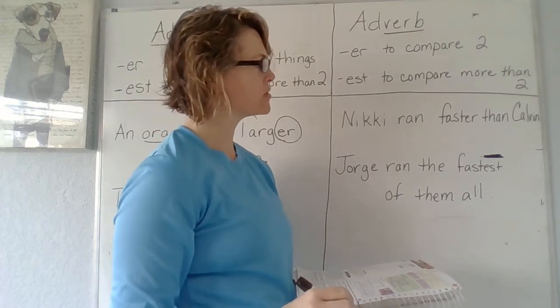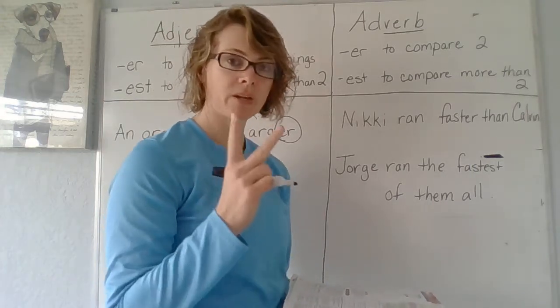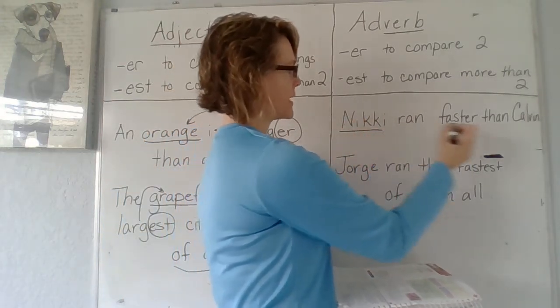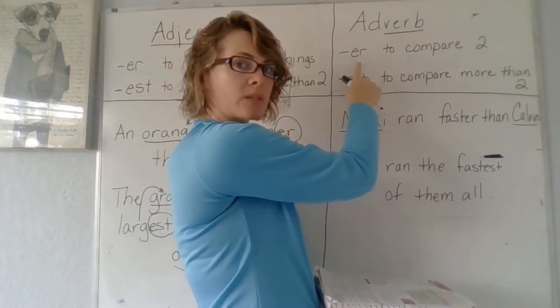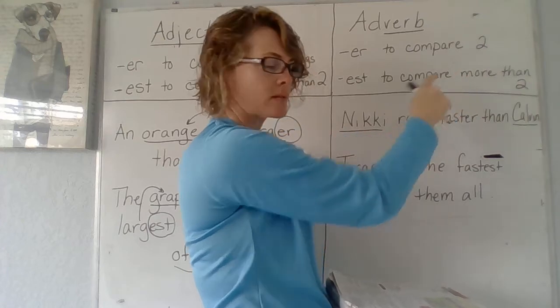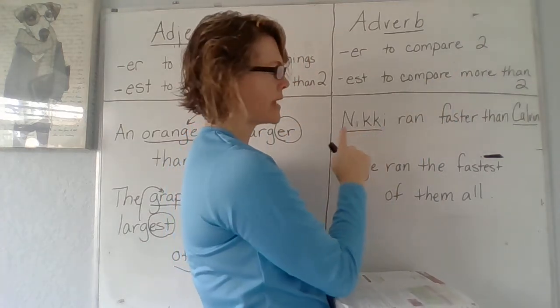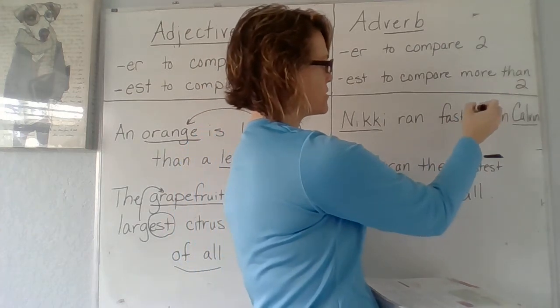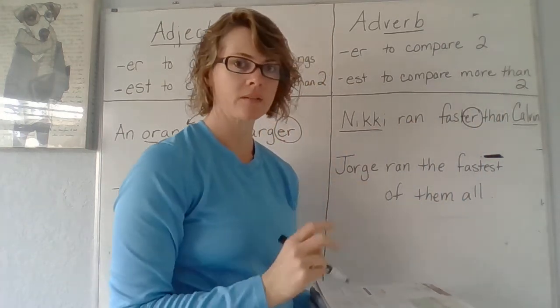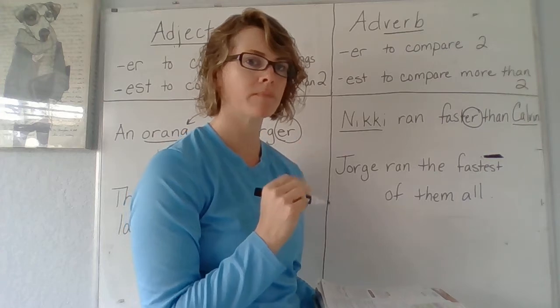Nikki ran faster than Calvin. I'm comparing two things, two people, Nikki and Calvin. So I'm going to use er because we use er to compare two things. That's why they didn't say Nikki ran fastest than Calvin. They said Nikki ran faster than Calvin because they're comparing two things.